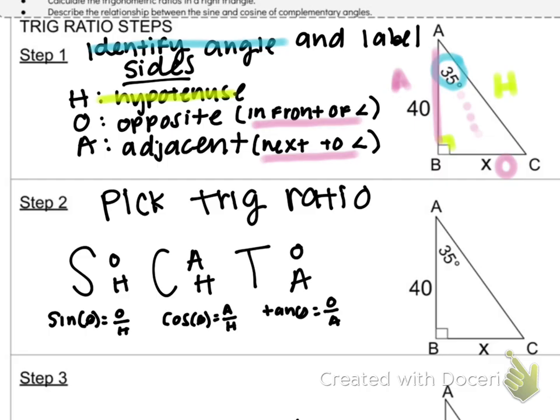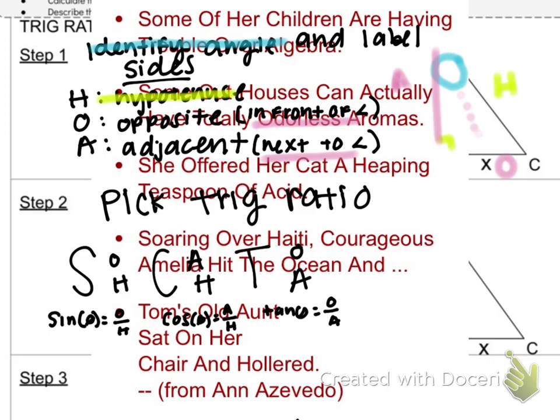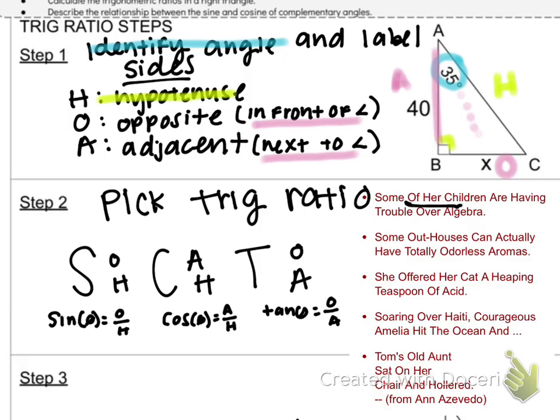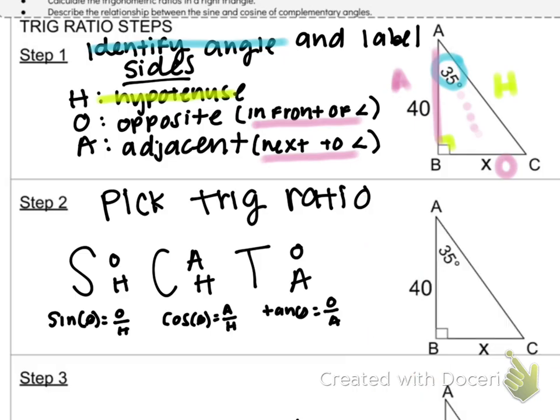And here, I'm going to just put it on the screen really quick, something I found on the internet. Whoops, let me see if I can move it so you can actually see it. Some of her children are having trouble over algebra. Some outhouse can actually have totally odorless aromas. She offered her cat a heaping teaspoon of acid. Soaring over Haiti, courageous Amelia hit the ocean. And I would honestly just focus on these. After these, they just switch the orders. And there's more, so you can always Google some different ways of memorizing this.